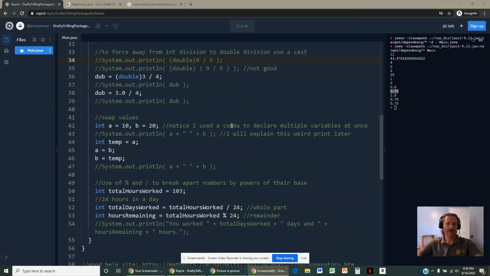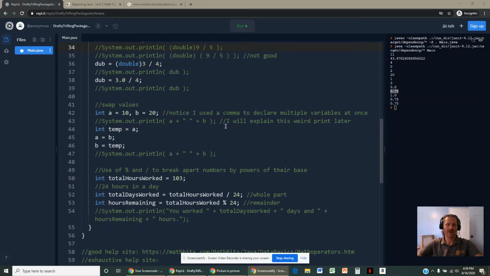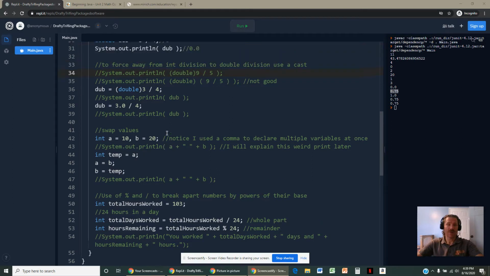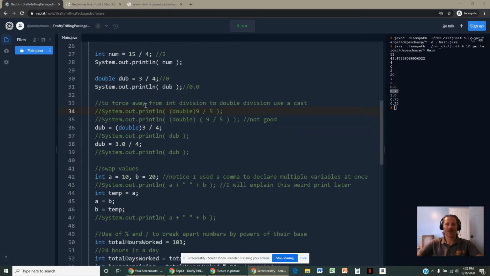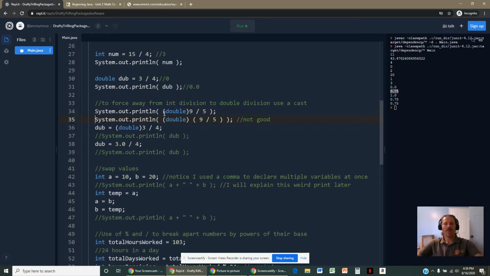So this is part 2 of the video on lesson 1.3. We finished the last part of the video looking at integer division, and now we're going to look at how you can use a cast to avoid an integer division. So these two print lines that I have here both contain a double cast.